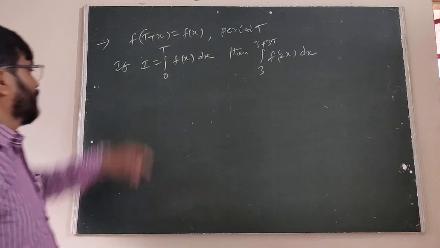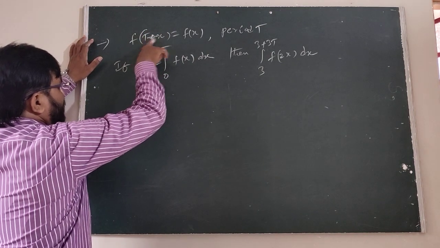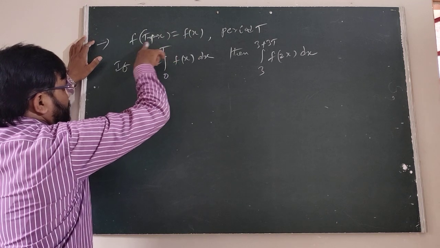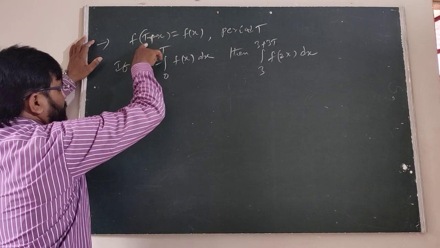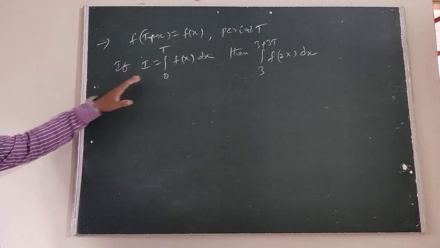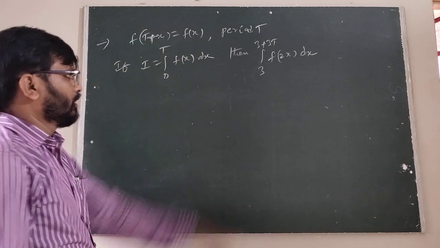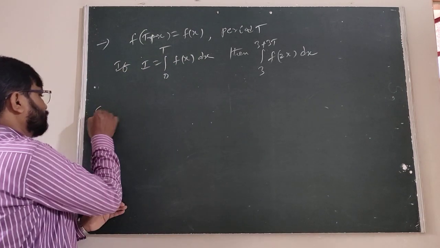So, the integral f of p plus x equals f of x. We have to know that f of p plus x equals f of x, where p is the least positive integer, the period. Here it is given that the period is t. I is denoted by the integral from 0 to 2 of f of x dx. Now we have to find that value.